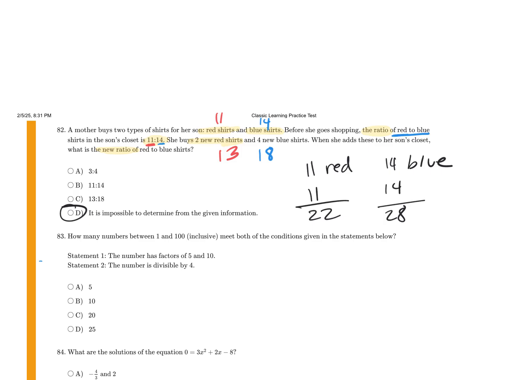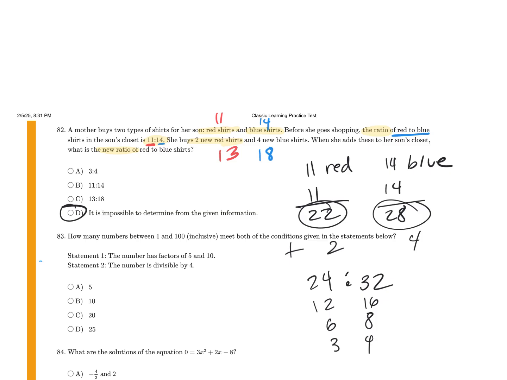Because let's say the total was 22 and 28. If I add 2 new red shirts to that and 4 new blue, then my ratio would be 24 to 32. 24 to 32 simplifies to 12 to 16 if I divide by 2, and I can divide by 2 again: 6 to 8, 3 to 4. 3 to 4 is different. That's A, right? So we can't have A and C as a correct answer. So we don't know. It's impossible to determine because in order to determine a new ratio, we would need to know the total number of shirts.